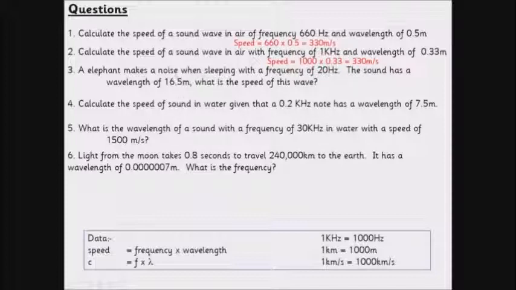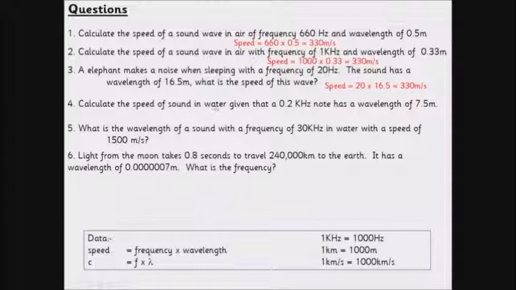An elephant makes a noise while sleeping with a frequency of 20 hertz, so a low frequency. The sound has a wavelength of 16.5 meters. What is the speed of this wave? Well, you could say speed is frequency times wavelength, so again 330 meters per second. It's the speed of sound in air.